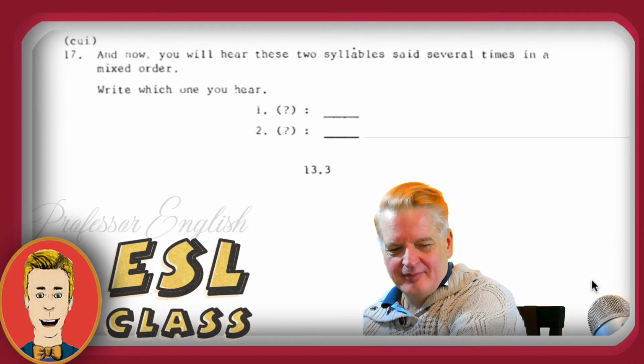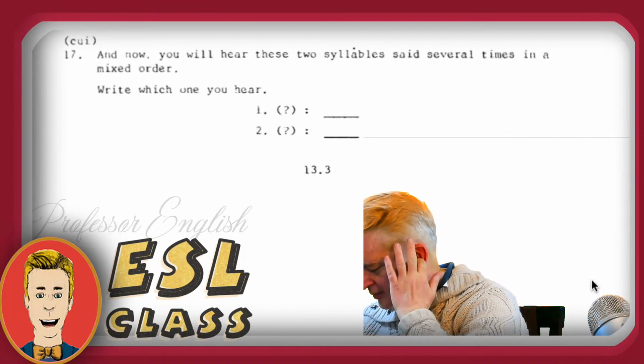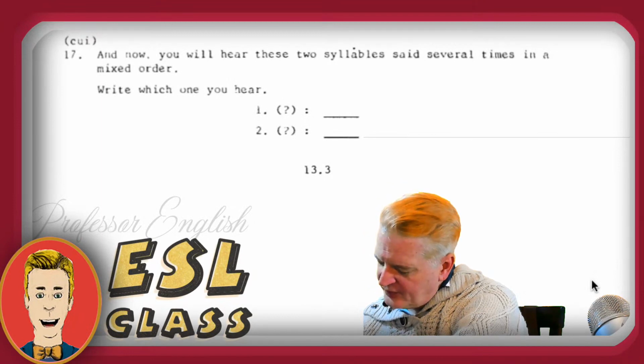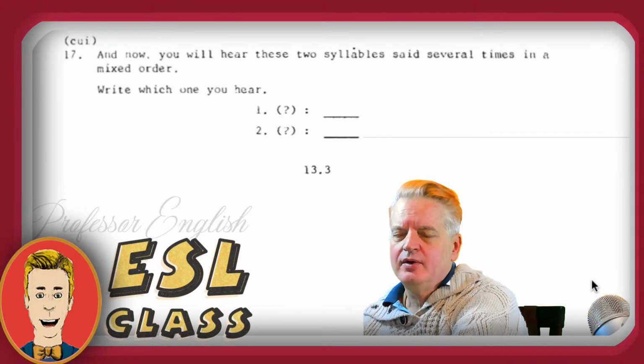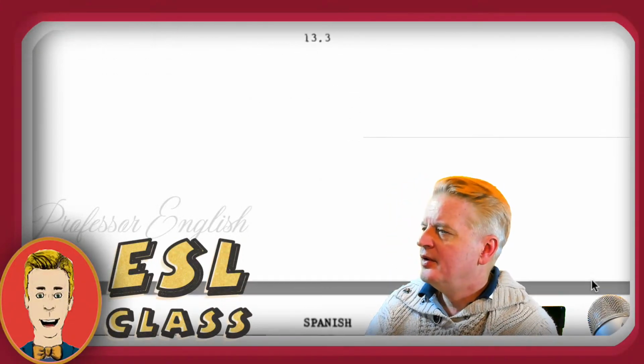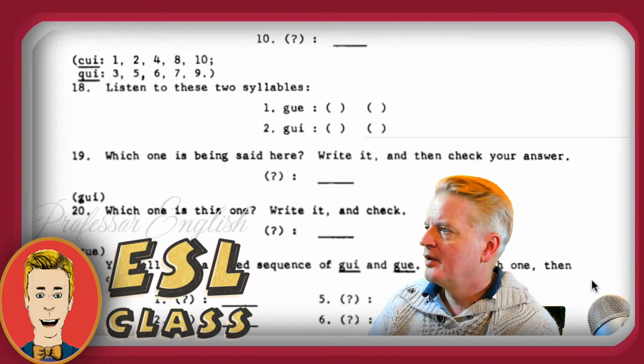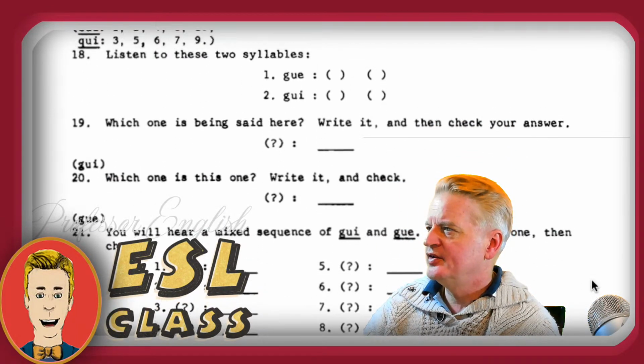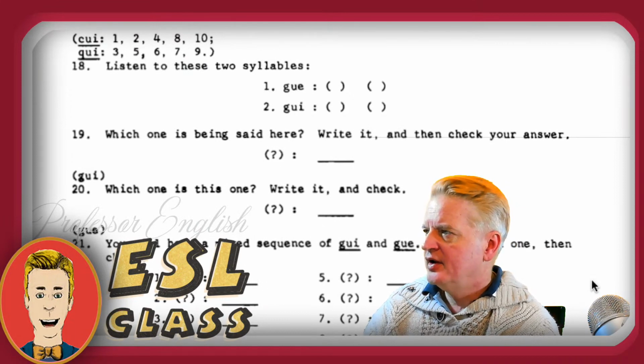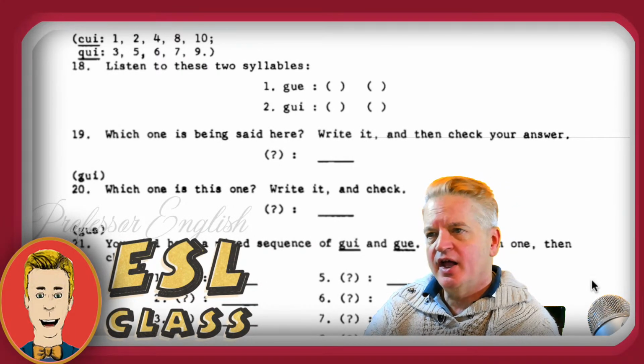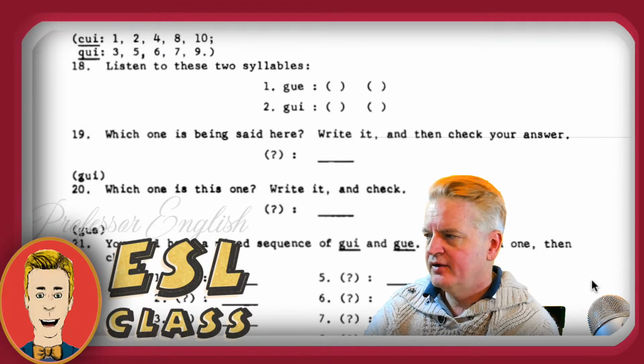8. Qui. That's C-U-I. 9. Qui. Q-U-I. 10. Qui. That's C-U-I. Number 18. Listen to these syllables. Ge. G-U-E, Ge. And then number 2 is G-U-I. Gi.